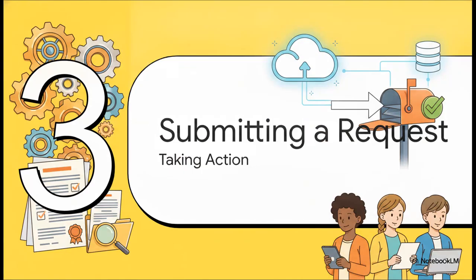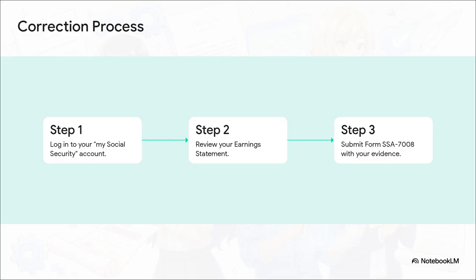That brings us to Section 3, submitting a correction request and taking action. Now, you might be wondering how much of a headache it is to actually submit this correction. It's surprisingly straightforward once your evidence is all gathered up. Here is your step-by-step game plan. Step 1, just log into your My Social Security account online.